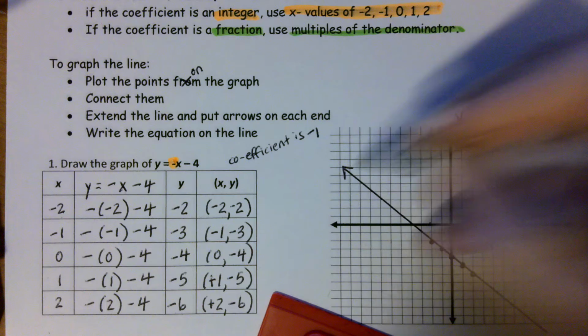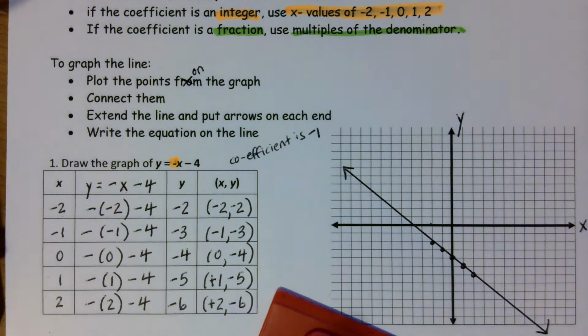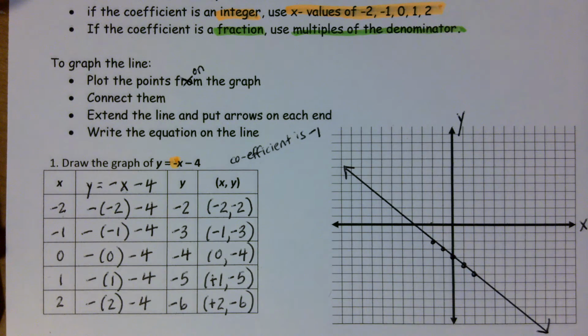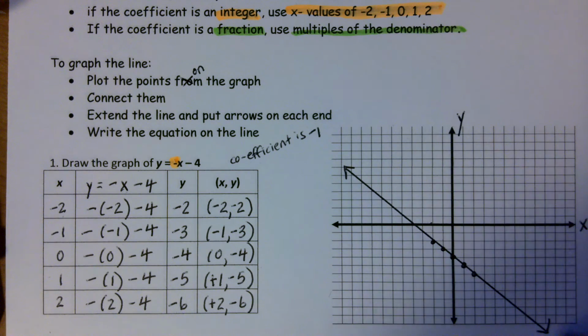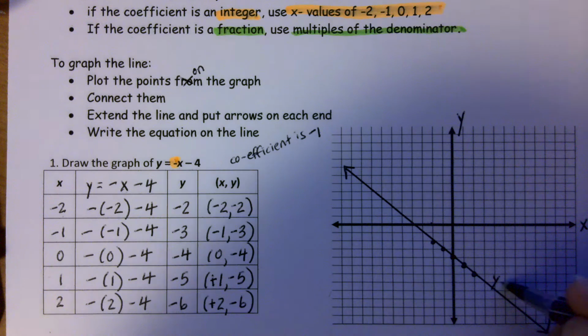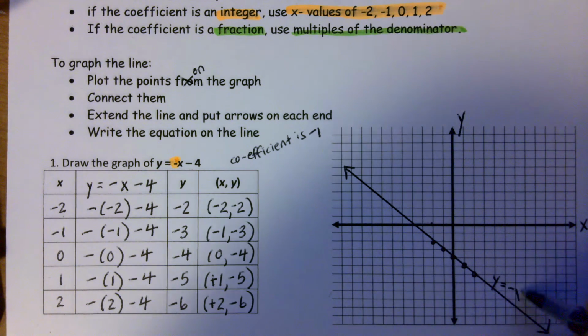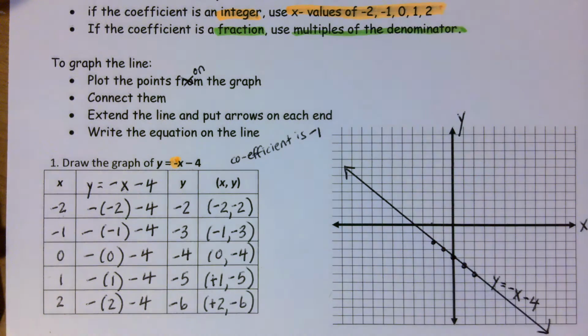We put arrows at the end to show that this goes on forever, and we write the equation on the line. You could put it at the top of it, you could put it at the bottom, you could even write it on the side of the line. Just make sure the equation is next to the line that is graphed.